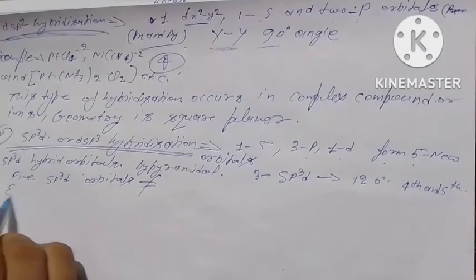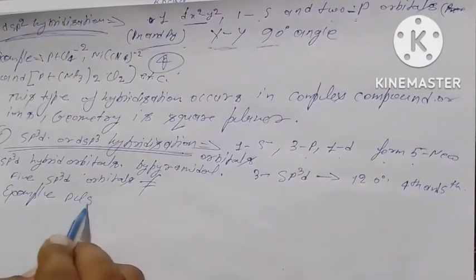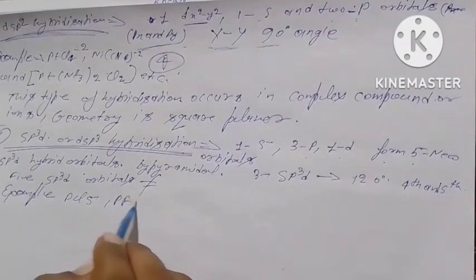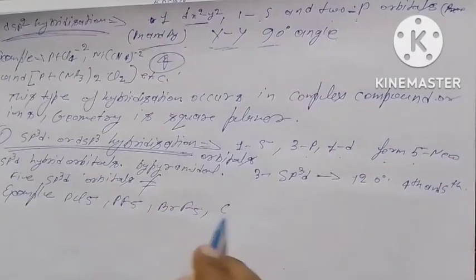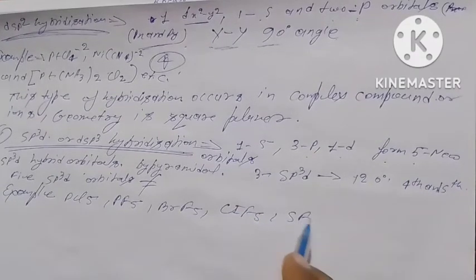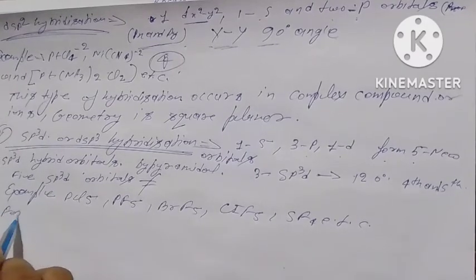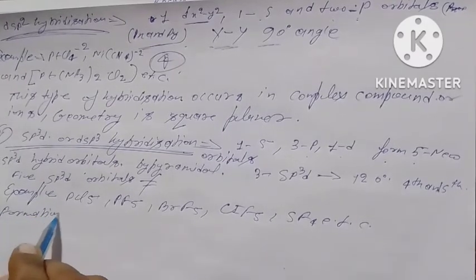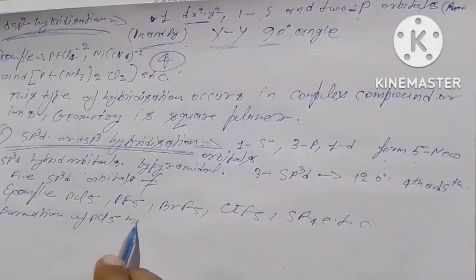Okay, as an example, PCl5, PF5, BrF5, ClF5, SF4, etc. Formation of PCl5 molecule.